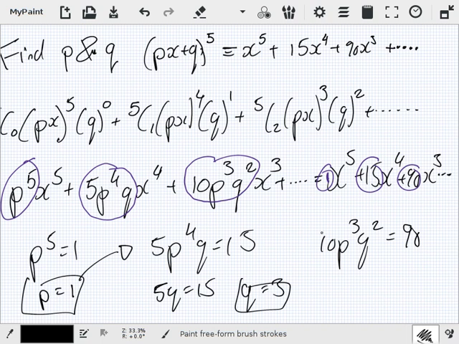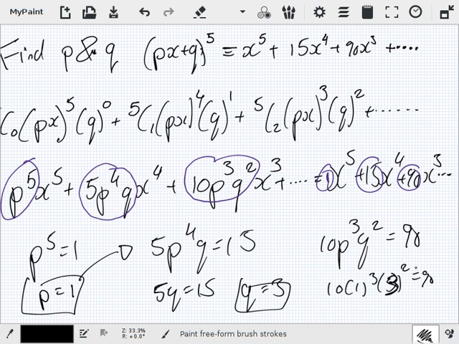Now, this one I don't need, but I can still check my answer. So is 10 times 1 cubed times 3 squared equal to 90? 3 squared is 9, 9 times 10 is 90. So p is 1 and q is 3.